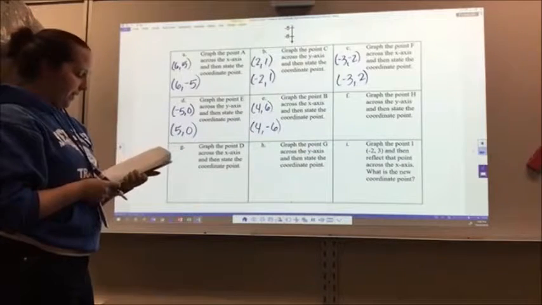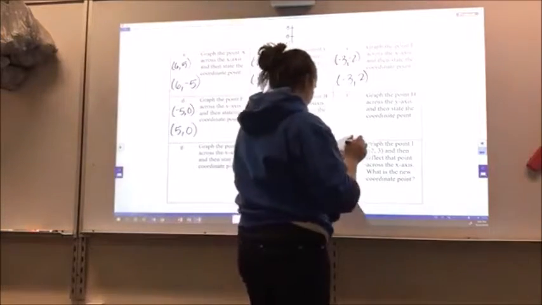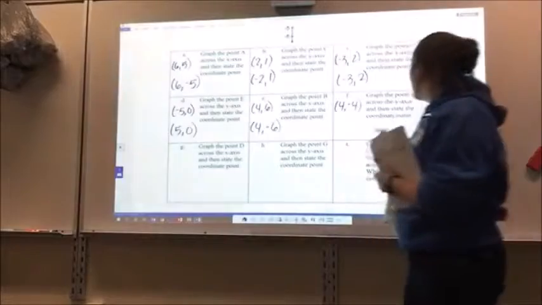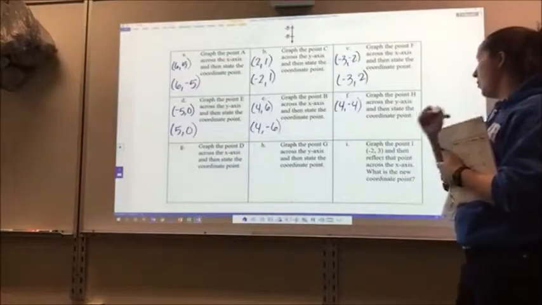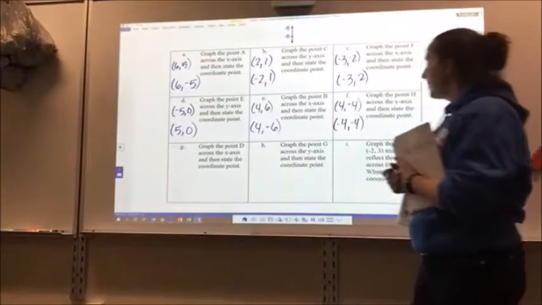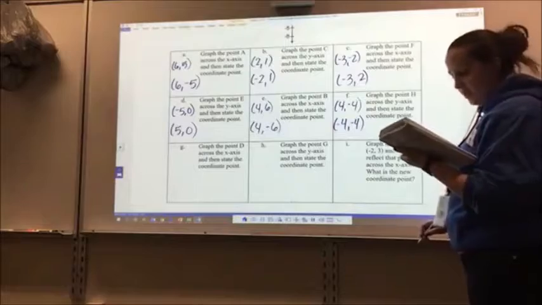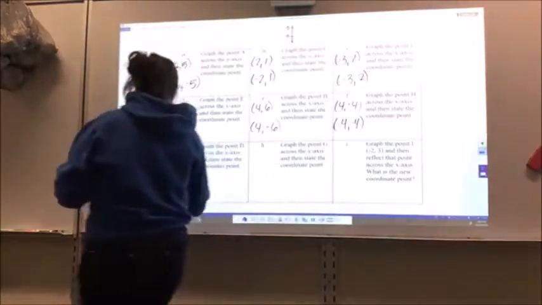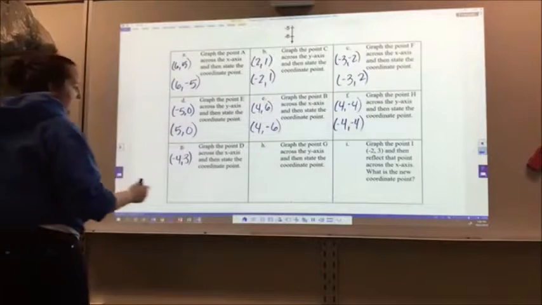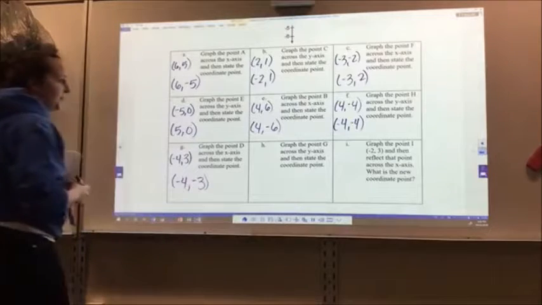For letter F, I'm graphing H, which is 4, negative 4. Okay. Across the y-axis, so my y doesn't change, but my x does. For letter G, graph the point D. Well, D is originally negative 4, 3. Okay, and I'm graphing across the x, so my x doesn't change, but my y does.